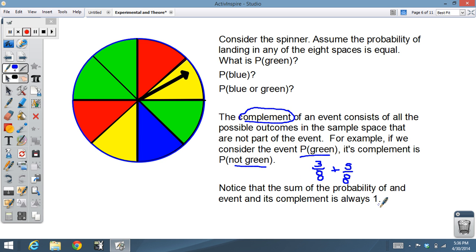All right, notice that when we add complements together, we're always going to get 1. Okay, either it's going to happen or it's not. One of those things is certain, so the probability ends up being 100%.